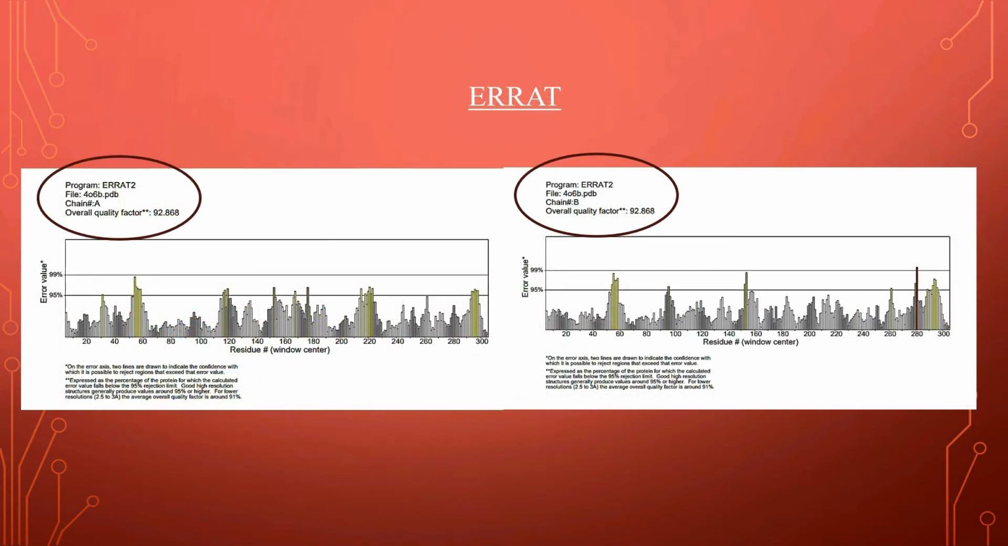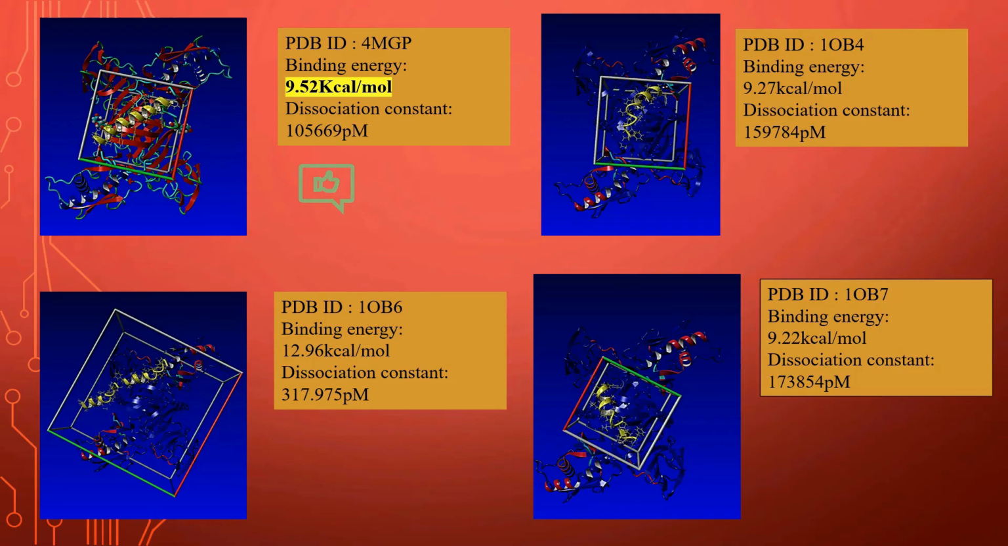The homology model was again validated using ERRAT. And this time, both chain A and chain B of the NS1 protein scored a quality factor of 92.868. And this indicates that the model generated was again of high quality. 4 alpha helix peptides have been selected to dock against the NS1 protein, particularly at the beta roll region. And the peptide with the PDB ID of 4MGP recorded the highest binding energy, about 9.52 kcal/mol.